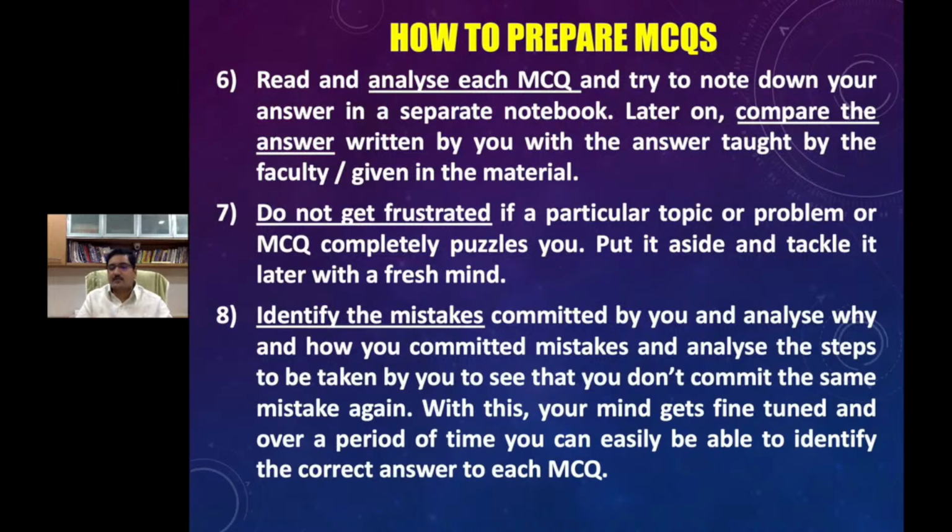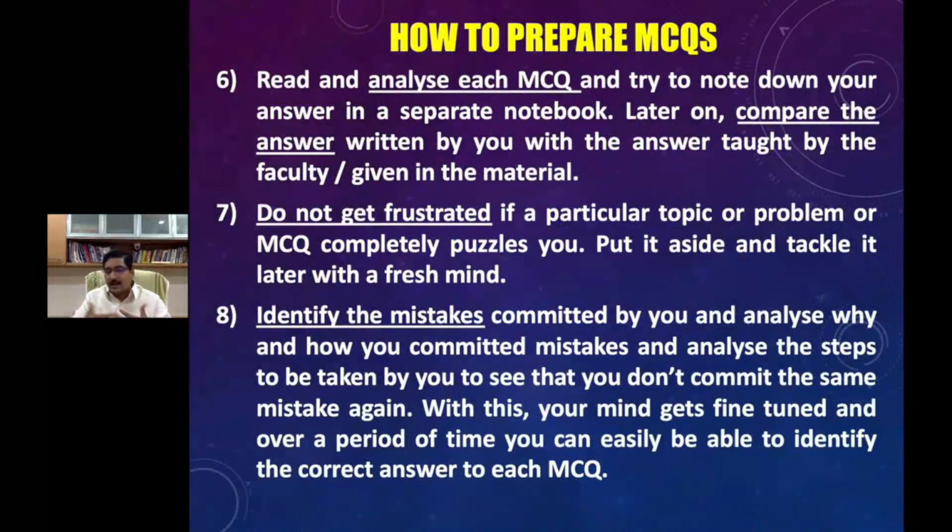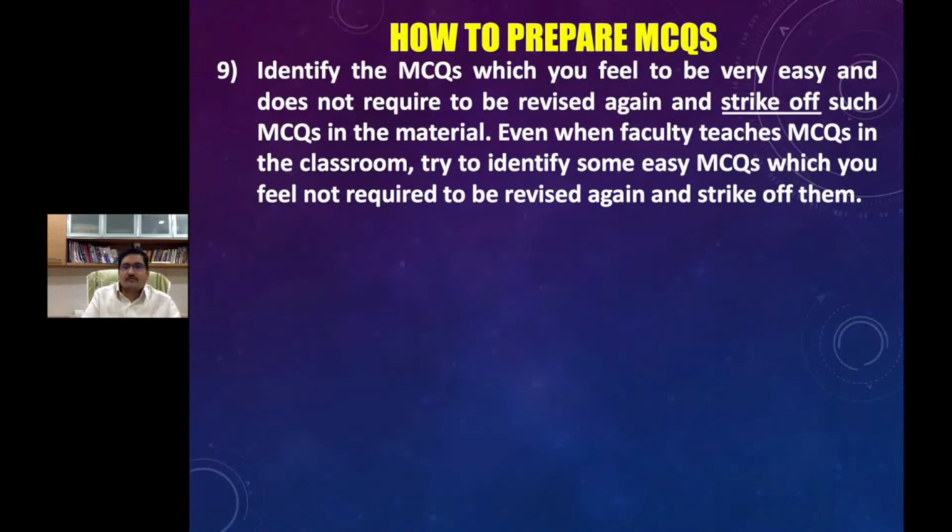With this, your mind gets fine-tuned and over a period of time, you can easily identify the correct answer to each MCQ. So that means you need to identify what is correct, what is wrong to your brain. So after that, your brain gets fine-tuned and over a period of time, just by reading a question, you can clear-cut give the correct answer. The chances of giving wrong answer will come down. Your mind needs to be fine-tuned. So for that purpose, we must tell what is correct option, what is wrong option to your mind.